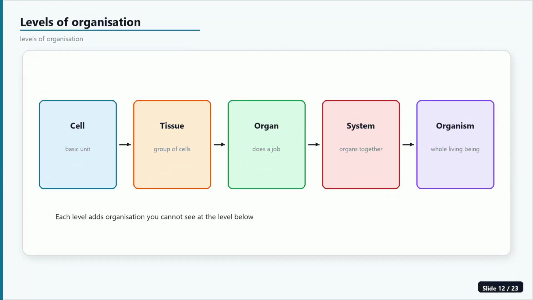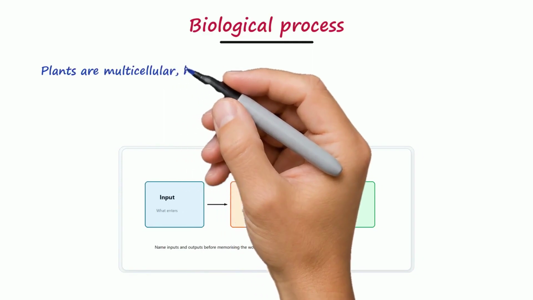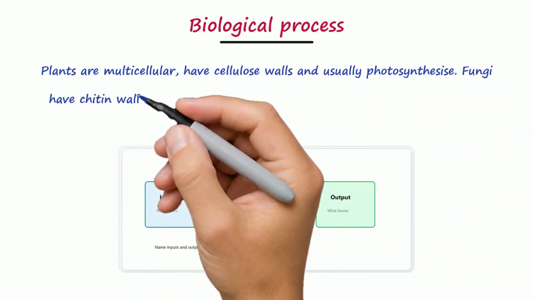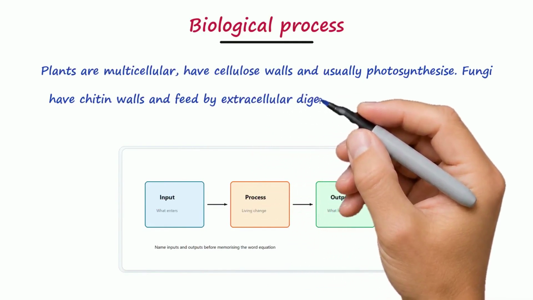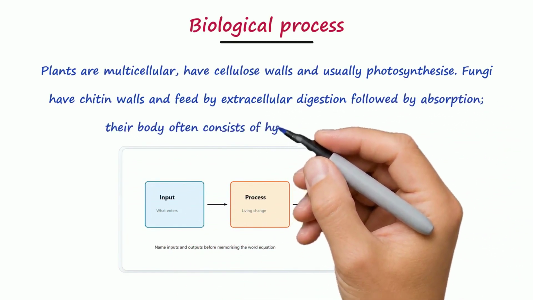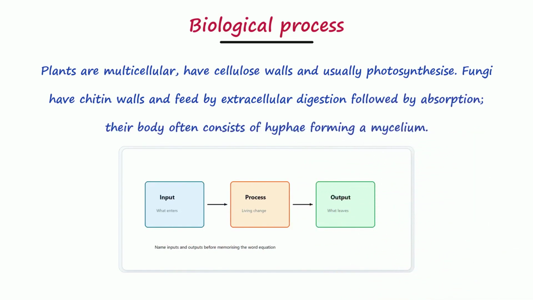Cells build tissues, tissues build organs, organs cooperate in systems, and systems make the organism. Each level adds organization you cannot see at the level below. Plants are multicellular, have cellulose walls and usually photosynthesize. Fungi have chitin walls and feed by extracellular digestion followed by absorption. Their body often consists of hyphae forming a mycelium.